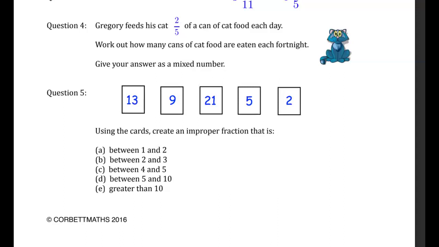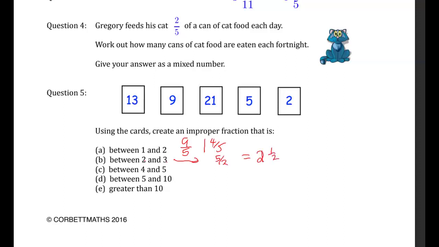So, as you said, between 1 and 2, so an improper fraction. For example, 9/5. 9/5 is between 1 and 2 because that gives you 1 4/5. So what about this one? Between 2 and 3, more than 2, less than 3. 5/2 gives you 2 1/2.